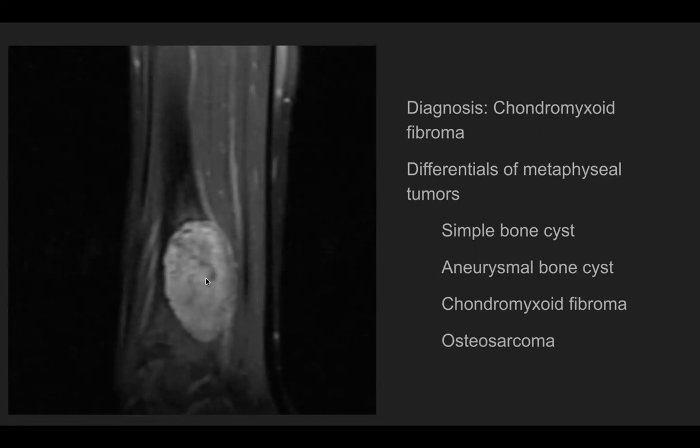Now we learn the differential of lesions which occur in the metaphysis, and those are simple bone cyst, aneurysmal bone cyst, chondromyxoid fibroma, and osteosarcoma. The simple bone cyst and aneurysmal bone cyst, when the bone grows and there is ossification of the physis, can move deeper and come to lie inside the diaphysis. But they always arise in the metaphysis.